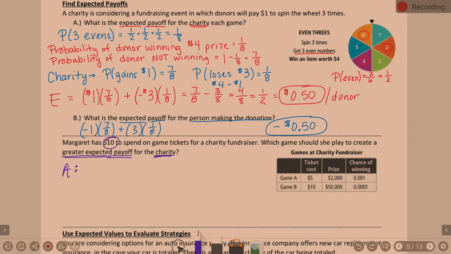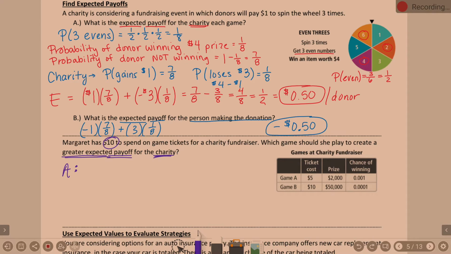Now, we want to look at this from the eyes of the charity, yes? Ticket cost is $5. When I pay that $5, they are bringing in $5, yes? Okay. What about that prize? If I win that prize, what's happening? I'm getting $2,000, but what's happening to the charity? They're losing $2,000, yes?